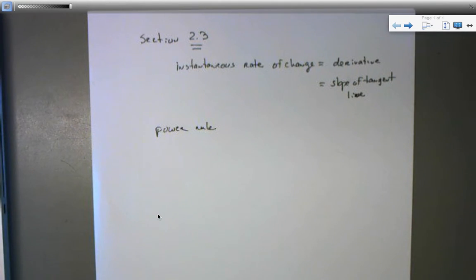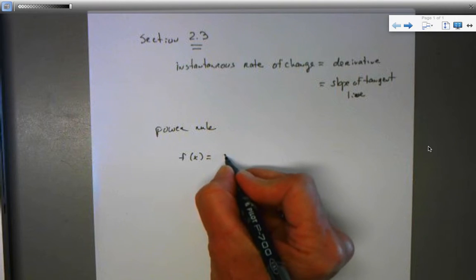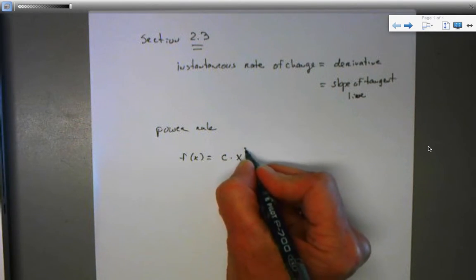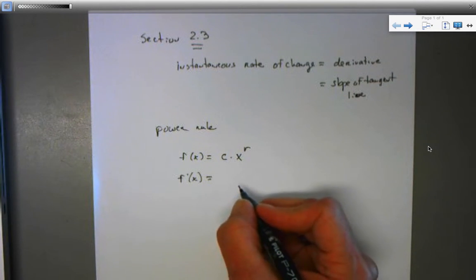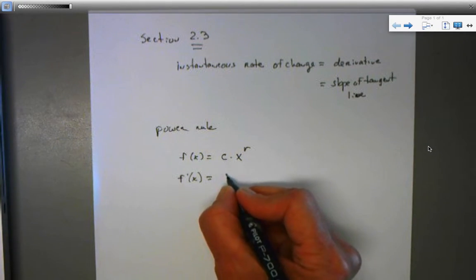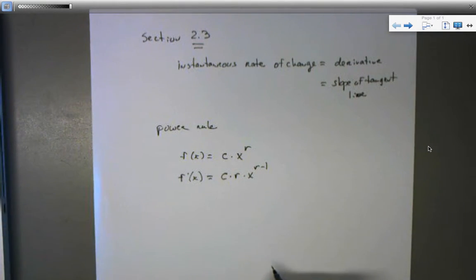So the power rule, one more time, just so we can remember: if given a function and its form is c times x to the r power, the derivative, the instantaneous rate of change at a value x, is c times r times x to the r minus 1.